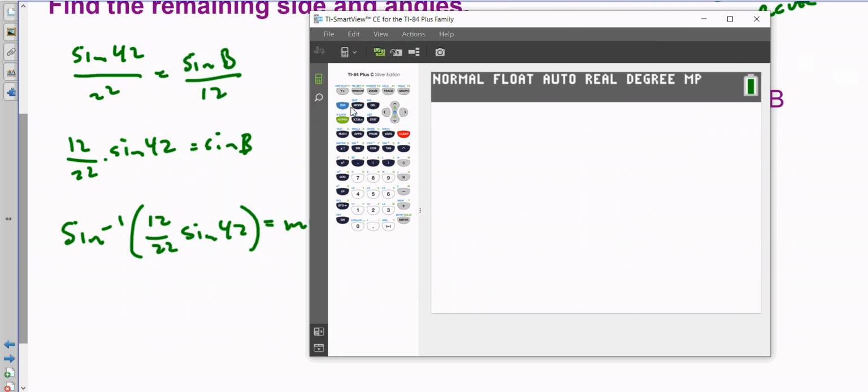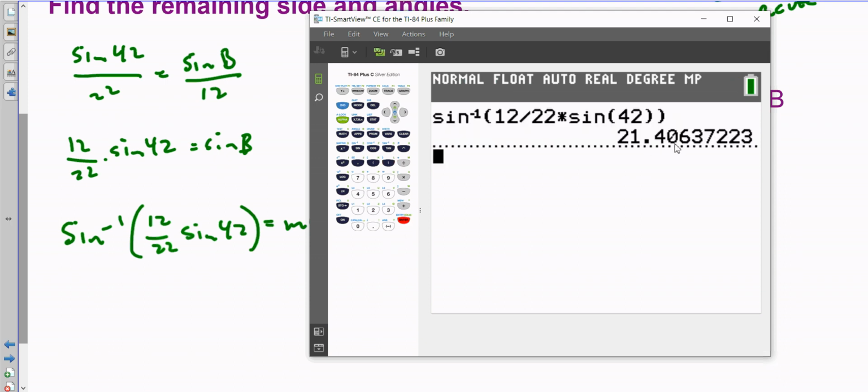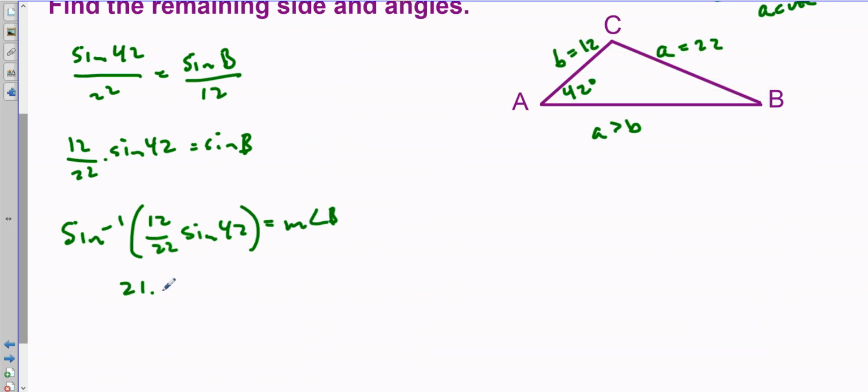We take the inverse sine of 12 divided by 22, and then multiply this by the sine of 42. Make sure your calculator is in degrees, not radians. We press enter, and we have 21.406. That's approximately the measure of angle B. All right, so we put that in there. This is an approximate answer, so always take that.